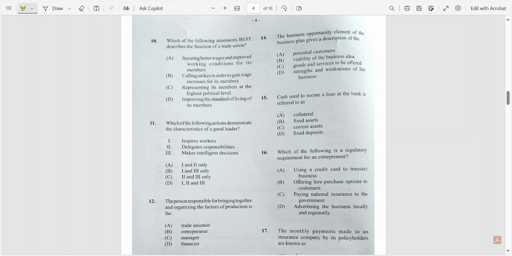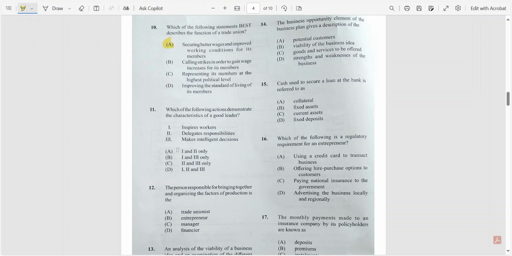10. Which of the following statements best describes the function of a trade union? Securing better wages and improved working conditions for its members, calling strikes in order to gain wage increases for its members, representing its members at the highest political level, or improving the standard of living of its members? And that is A.